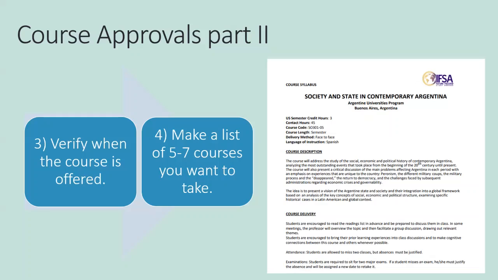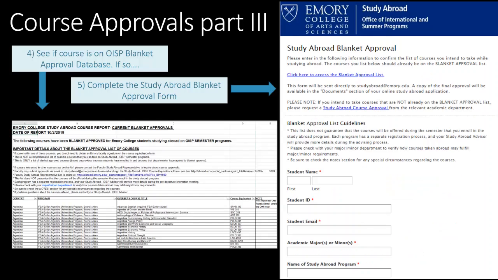As you are searching for classes, make sure to verify that they are typically offered in the term, fall or spring, in which you plan to study abroad. If available, save the syllabi and/or course descriptions for your courses of interest. Once you have a list of possible courses, you should check to see if they are listed in the OISP Blanket Approval Database, which you can access from either the Study Abroad website or from the Study Abroad Course Approvals item on your Emory Study Abroad application checklist. The database is a large spreadsheet, so we recommend filtering by your program to make it easier to navigate.